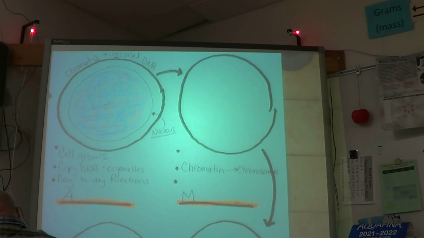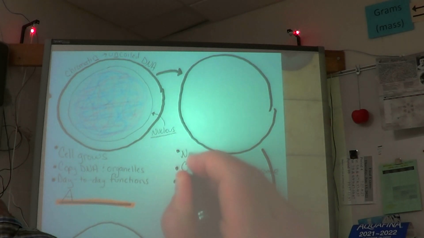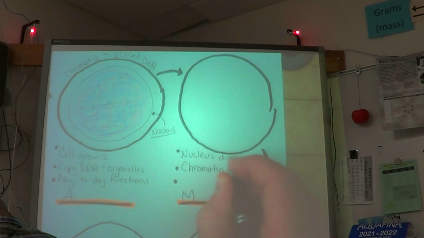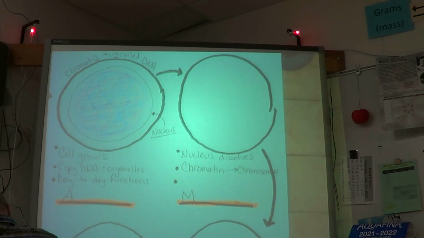At some point during this process, the nucleus has to dissolve. The nucleus disappears during the division. So basically our genetic information, our chromosomes are free floating, and the nucleus is no longer there. So we could say the nuclear envelope dissolves, or the nucleus dissolves, or the nuclear membrane dissolves. It breaks down. It's no longer there. So we can say that nucleus dissolves.